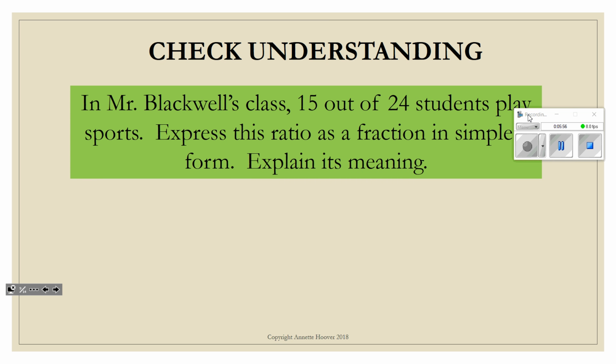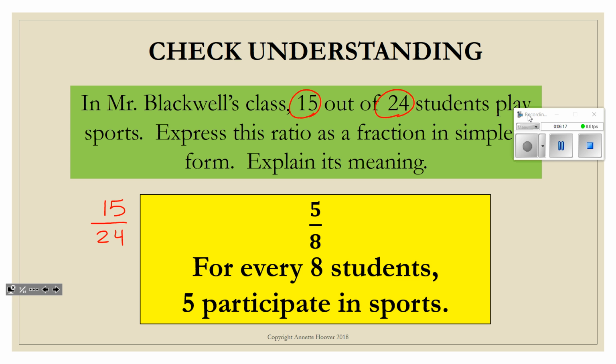In Mr. Blackwell's class, 15 out of 24 students play sports. Express as a ratio, as a fraction in simplest form. So we have 15 to 24. This goes on top, this goes on bottom. Reread it, 15 to 24. Both of these numbers are divisible by 3, so that would be 5 to 8, which means for every 8 students, 5 participate in sports.